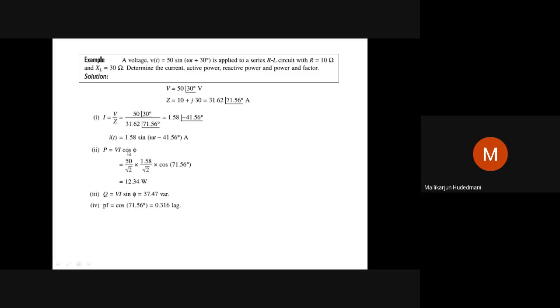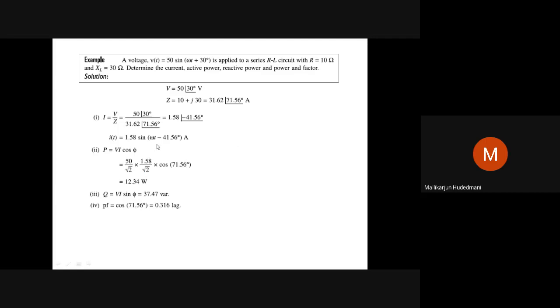The first one is VI cos phi is watts. VI sin phi is var. So same terms, I have to substitute. Only thing is sin phi I have to mention. Correct? Then what is the power factor of the circuit? Ratio R by Z, or cos of the angle.